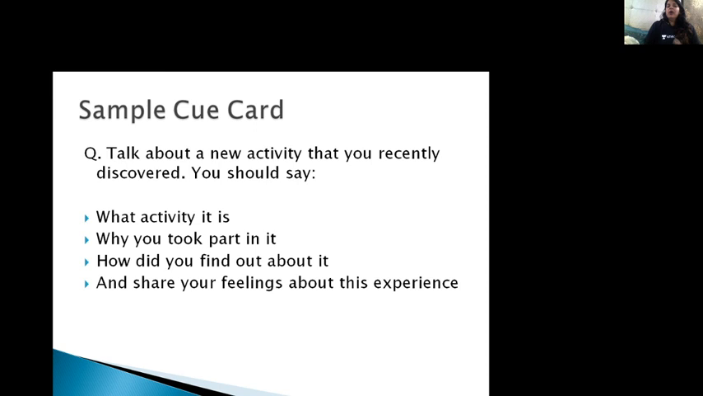So when you are talking about that activity you recently discovered, it could be something which is related to physical activity, it could be some meditative activity, it could be playing golf, playing badminton, or learning Casio or piano. So you're talking about that activity, why you took part, it could be some races, some competitions you have taken part in, how did you find about it, and you have to share your experience and feelings. So in this manner what you're doing, you're actually practicing cue cards.